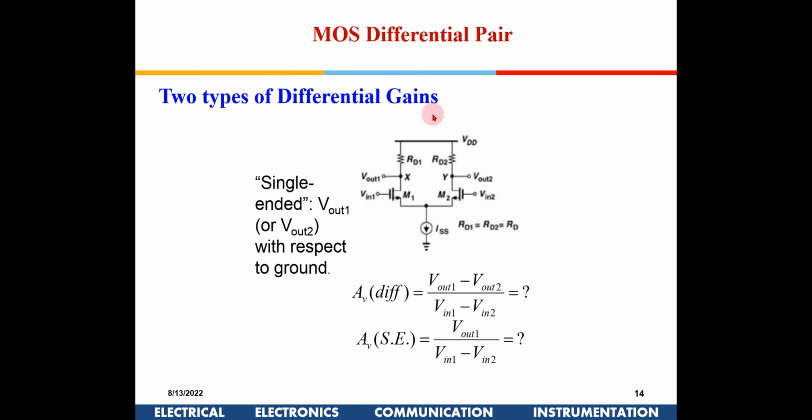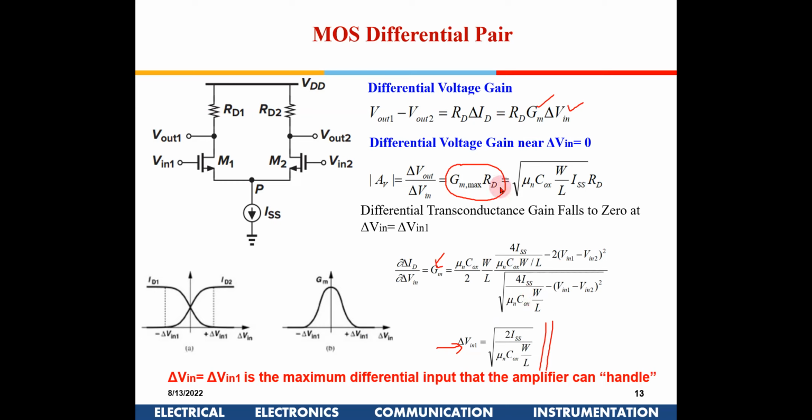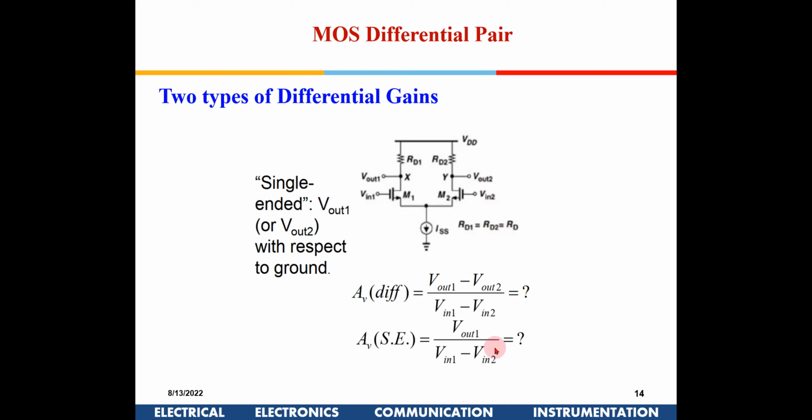Now there are two differential gains. One is V out minus V. This is the difference voltage if there is a difference in input voltage. So how much is that? If you see what we have learnt, that is going to be GMRD. That is one. And what about this voltage?